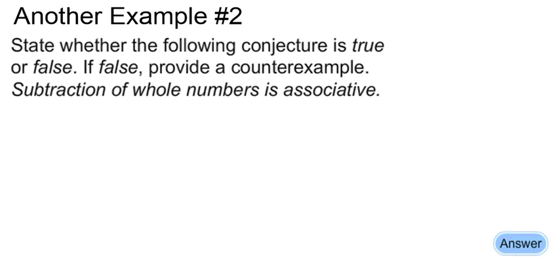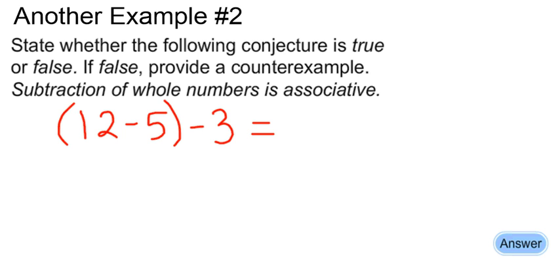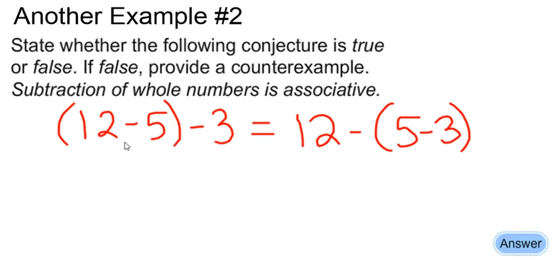It says, state whether the following conjecture is true or false. If false, provide a counterexample. Subtraction of whole numbers is associative. Now when we're talking about associative property, it basically means the way that you group the numbers doesn't change the answer. So I'm going to start off with the example 12 minus 5 minus 3. So the question is, does this equal 12 minus 5 minus 3, grouped differently? Here I grouped my 12 minus 5, and on the right side I grouped my 5 minus 3.